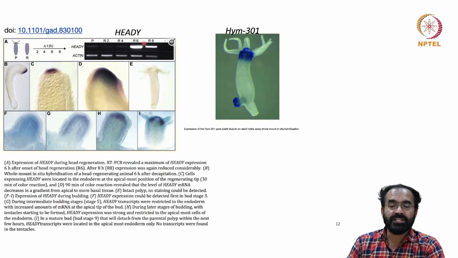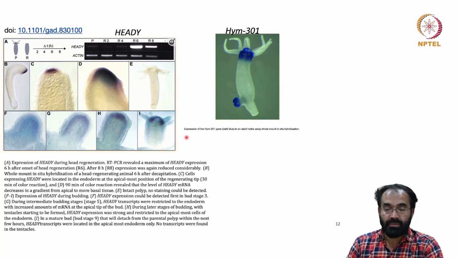So you can see in this picture the HEDI expression and HYM301 expression that is shown here. You can see at different time points, this is the decapitation, and soon after that at various time points, 2 hour, 4 hour, 6 hour, 8 hour, you collect it. You can see the HEDI induction happens strong at around 6 hours and then it dwindles off. And this is the expression of HYM301. This is the expression of HEDI. And the HEDI expression is very specific in the neck region and also in the newly budding region.